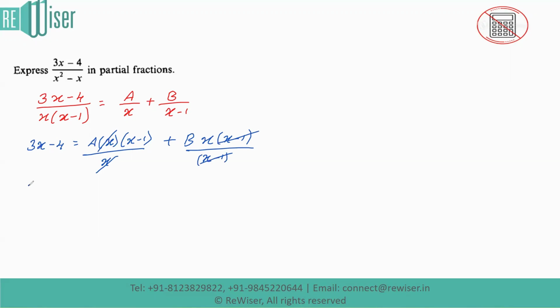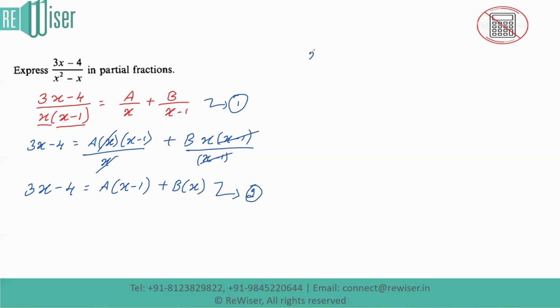Now that gives us the equation 3x minus 4 equals A times (x minus 1) plus B times x. Let us call this equation 2, and let's say the earlier one is equation 1. In order to get the values of A and B, we have to take these factors to be equal to 0.